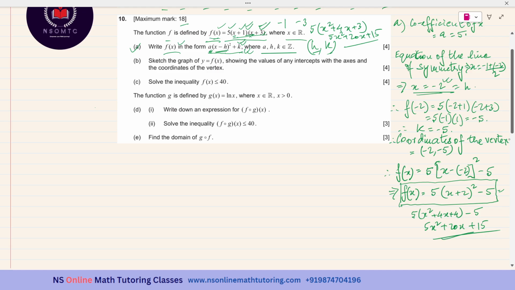Okay, that means the expression we have been given, f of x equal to 5 times (x plus 2) whole squared minus 5, is correct. I have solved this with the help of the line of symmetry. You can also just expand this and use the completing the square method to get to this form. So there is more than one method of expressing f of x in this form.